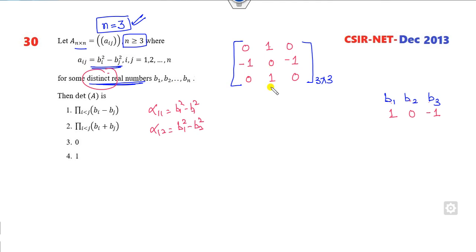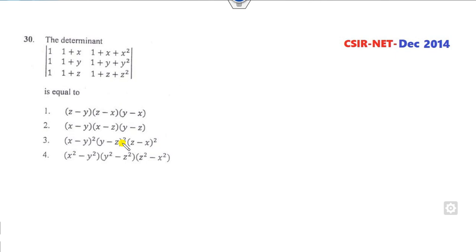Now you can find the determinant of this. What is the determinant? It's 0 minus 0. 0 is the right answer to this problem. So you can see within a fraction of a second you can solve the problem. Easy. Now how can you find the determinants?